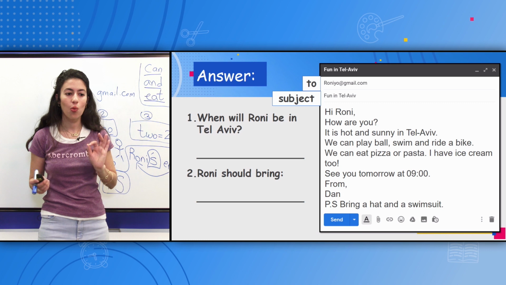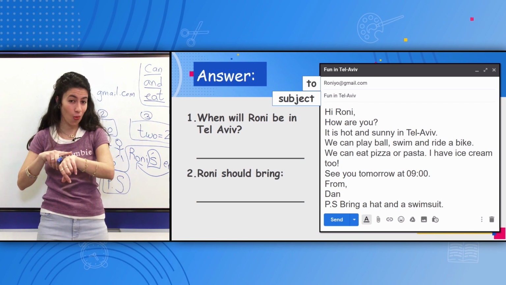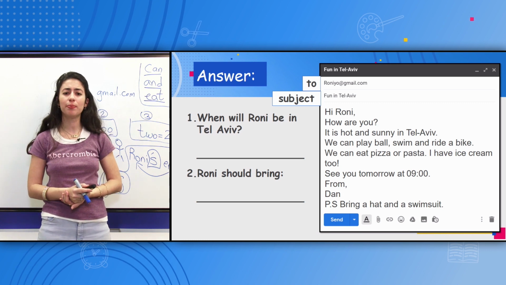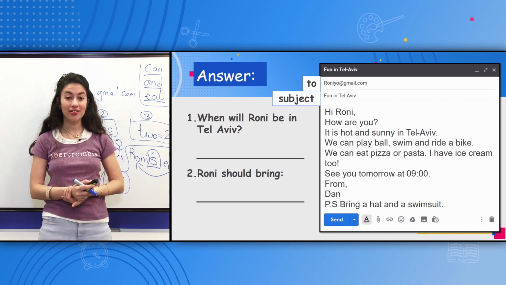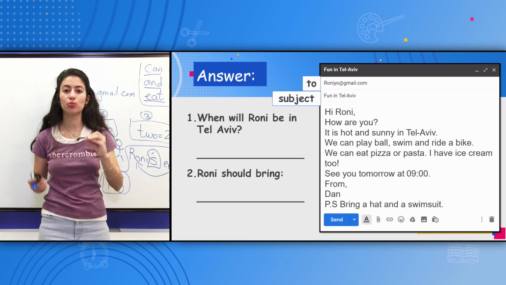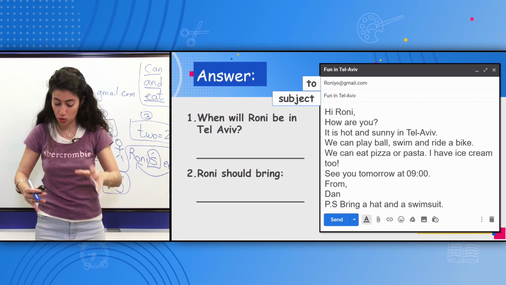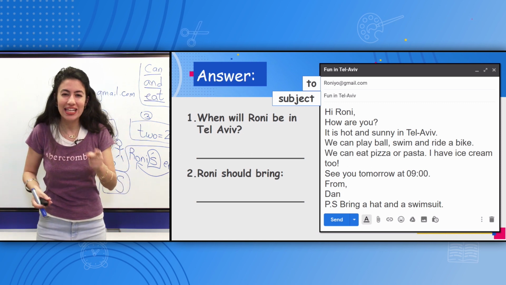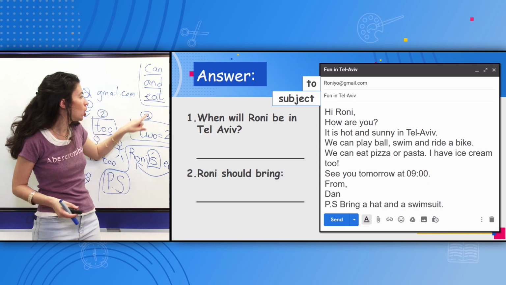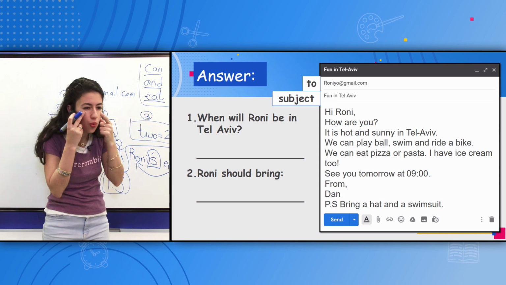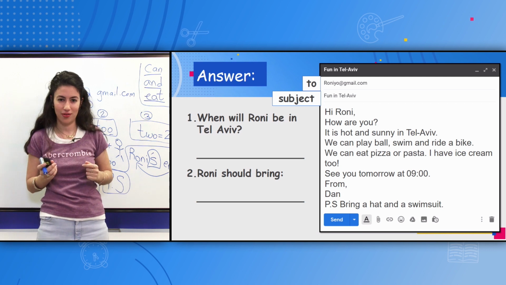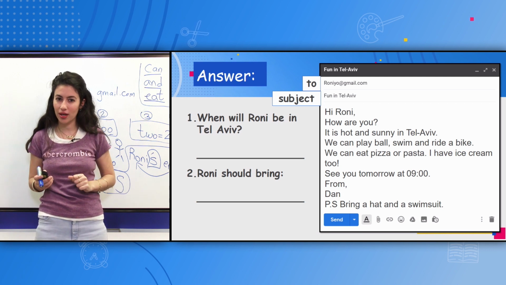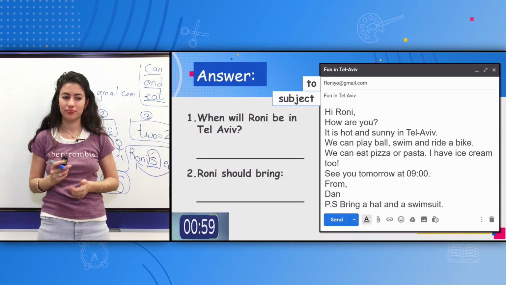Another one. 2 more. Remember, when will Ronnie be in Tel Aviv? When? And number 2, Ronnie should bring, remember what is to bring? Bring. Now remember the tip. Look for the words in the question. Look for bring. Okay? I give you 1 minute. Try and do it.